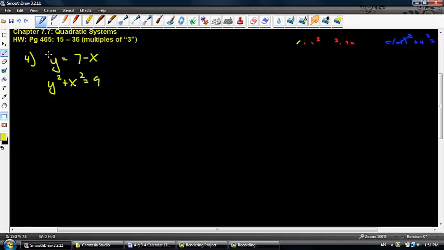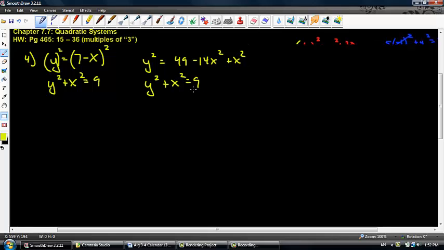Okay, with number 4, let's go ahead and square both sides. That way I can start eliminating the y's. Now, be careful when you square everything. This y squared is going to be y squared. But this x squared needs to be squared as a group. So this is really 49 minus 14x squared plus x squared. And we got y squared plus x squared equals 9.